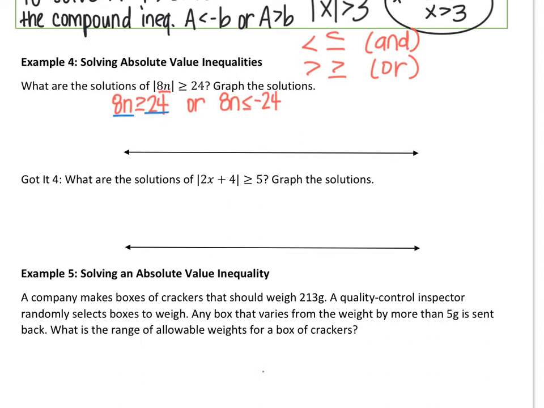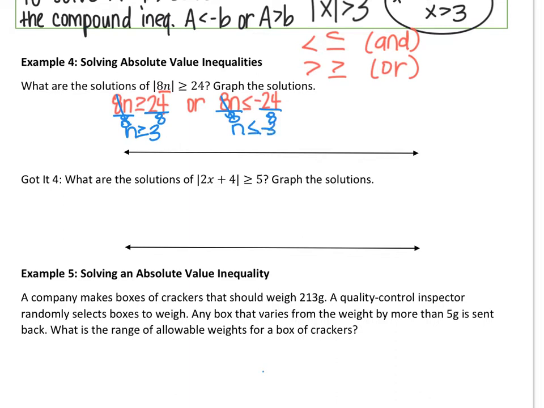Then you're going to solve, so we're going to divide both sides by 8. You get n is greater than or equal to 3. And then over here, you're going to do the same thing, divide both sides by 8. And you get n is less than or equal to negative 3.